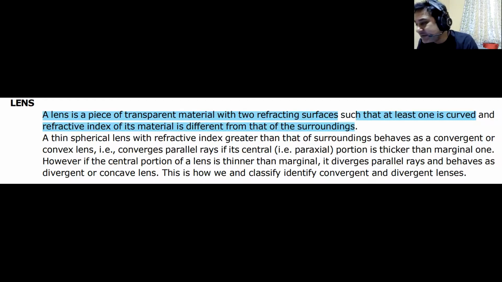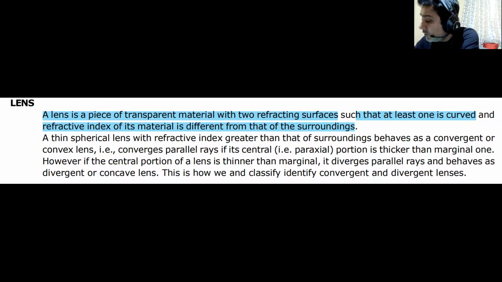A lens is a piece of transparent material which has two refracting surfaces. At least one of them should be curved, and it must be placed in a medium which is different from its material. Do we understand this? Can I have some raised hands that we understand this? Don't understand this?